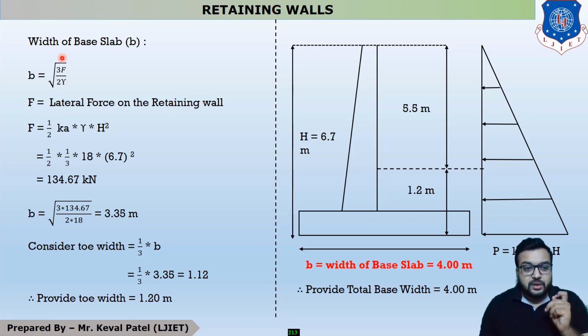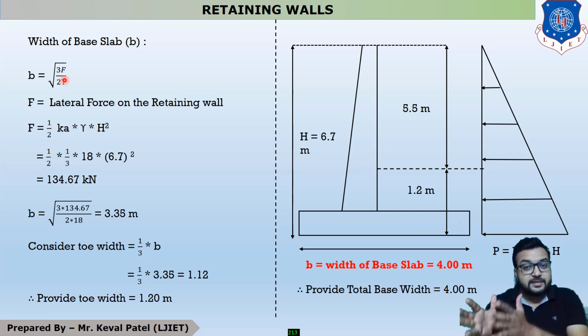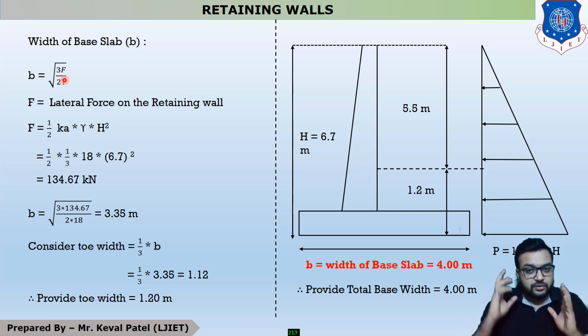But if it is written here as P, you have to consider it as pressure. So there will be some confusion about whether it is considered as pressure or calculated as force. So you have to take it seriously that you have to take force over here. So your equation of b is under root 3F upon 2 gamma. So 3 is constant, 2 is constant, and your value of gamma is 18. Now the term F means force.